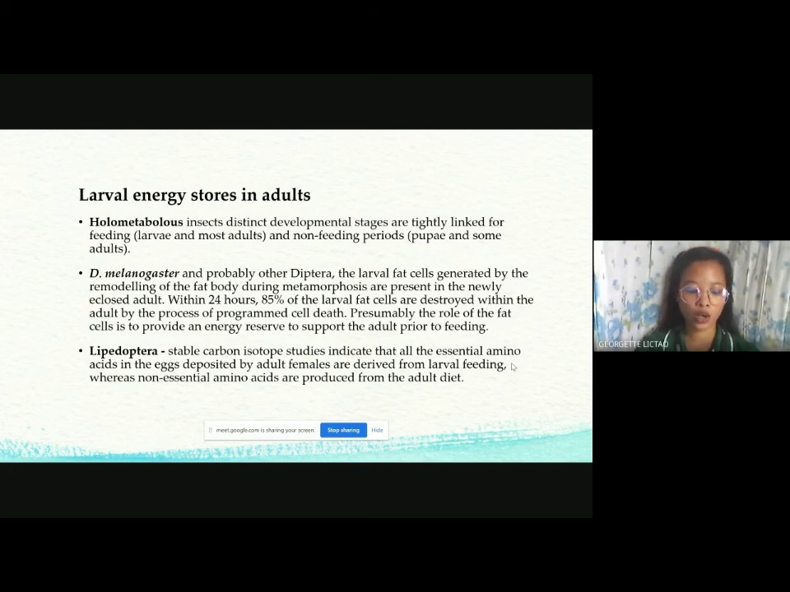And Diptera is flies. In D. melanogaster and probably other Diptera, the larval fat cells generated by the remodeling of the fat body during metamorphosis are present in the newly eclosed adult. Within 24 hours, 85% of the larval fat cells are destroyed within the adult by the process of programmed cell death. Presumably, the role of the fat cells is to provide an energy reserve to support the adult prior to feeding.